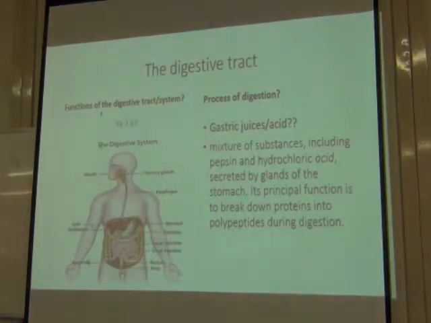So we have these gastric juices that help to make the food more soluble and break it down into smaller molecules that the body can absorb. So the body can absorb nutrients from that through the small villi of the small intestine. And this is what is useful to the body at the end of the day.